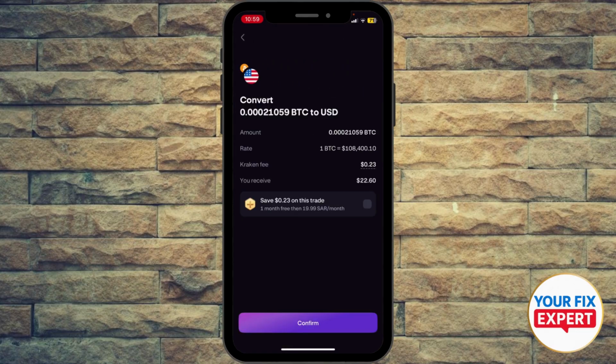Before fees, it's gonna be 22, I believe, or 23, but with fees, it's gonna be 22.60. If you approve that, just hit confirm, and basically that's it.